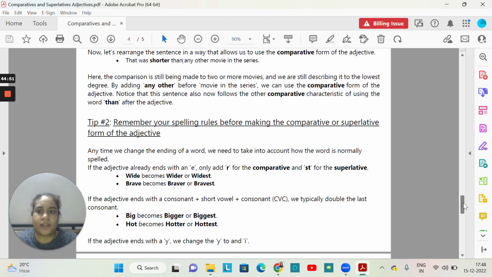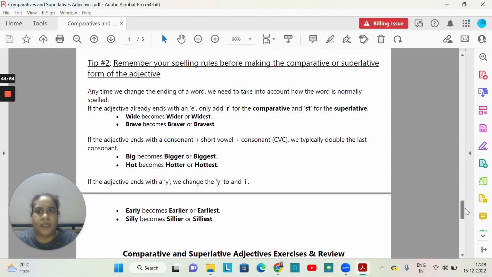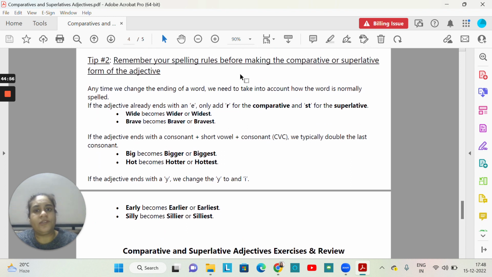Okay. Now let's look at tip number 2. Remember your spelling rules before making the comparative or superlative. Very important. Spelling rules like we did earlier. If it's a Y, you remove the Y, add an I, ER, EST, more or less, most or least. If the adjective already ends with an E, just add R for comparative or add ST for superlative. Wide, wider, widest. Brave, braver, bravest.